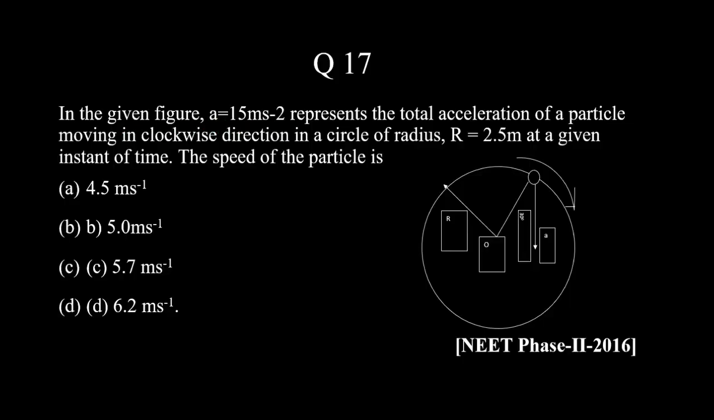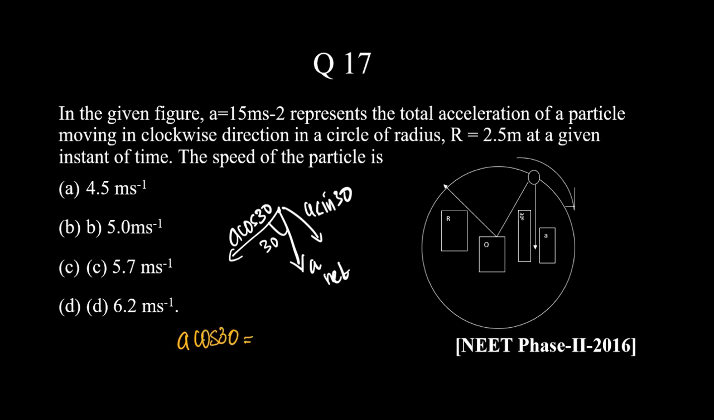In the given figure, A, which is this vector A, is 15 meter per second square, the total acceleration of the particle, the radius is 2.5, and the speed of the particle is being asked. We know that if this is the total acceleration a net, and if this is 30 degree, then this vector is a cos 30, and this is a sin 30. What is given in the question? It is given that this a cos 30 is equal to the centripetal acceleration AC, which is nothing but v square by r.